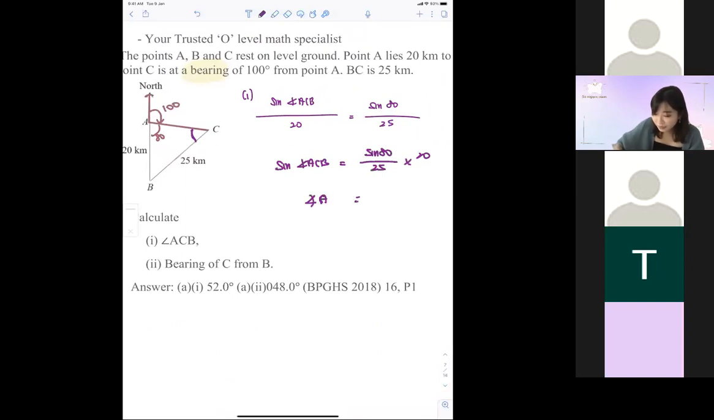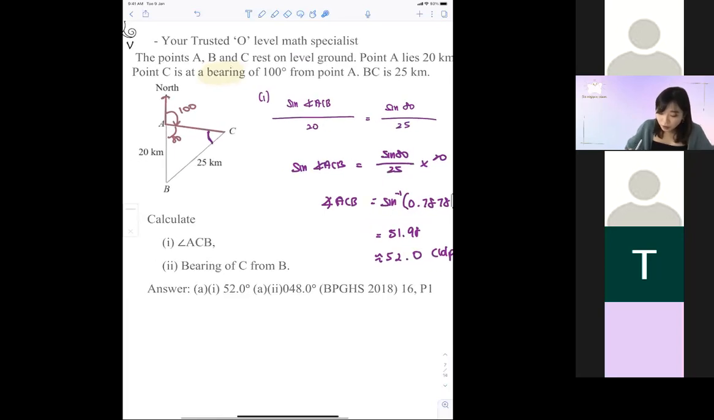Sine bring over is sine inverse. You know about sine inverse, huh? You get 51.98, 52.01 dp. Okay, I put this value in case later I need to use.